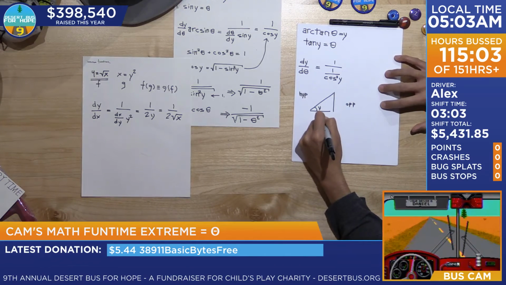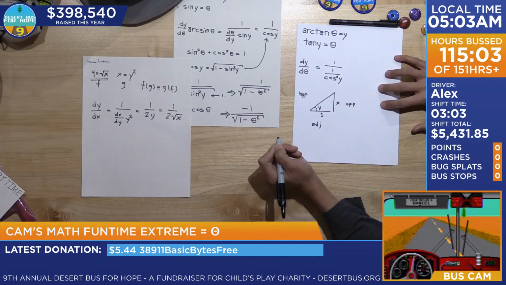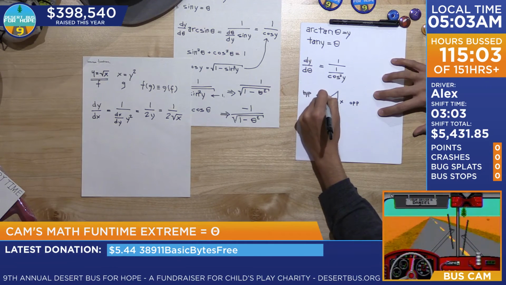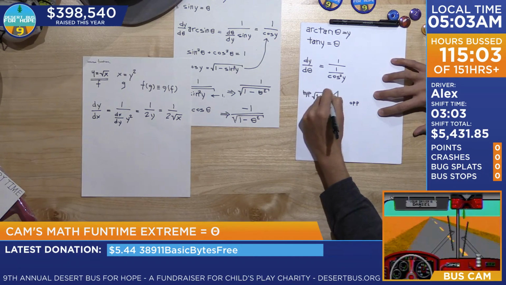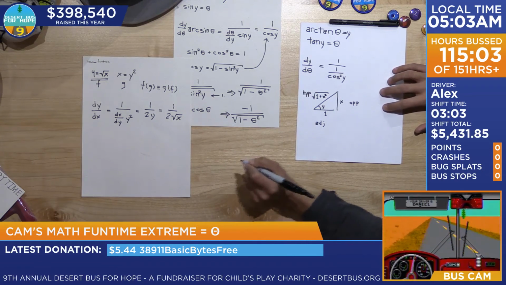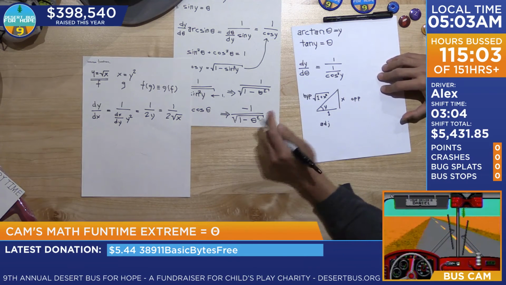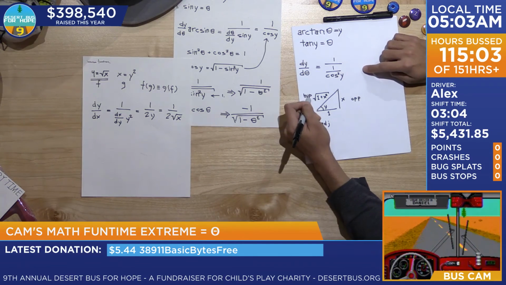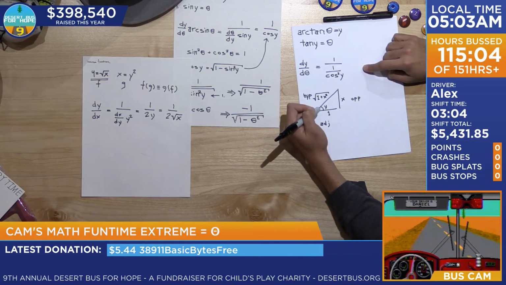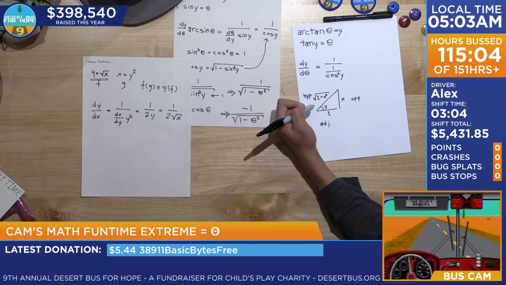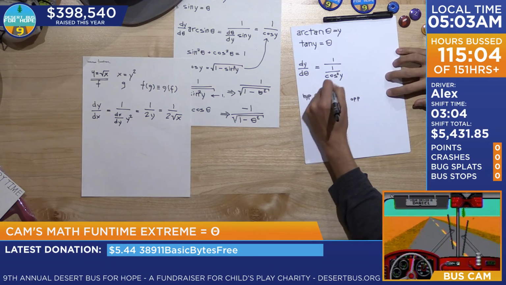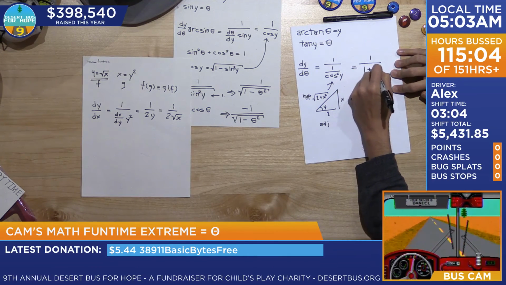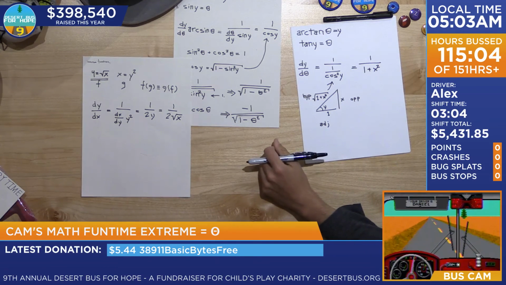We can label this one as being of length 1. This one we have no idea, it's x. And this is equal to 1 plus x squared to the 1/2, right? That's just good old Pythagoras. So now we can actually substitute that in. SOHCAHTOA is adjacent over hypotenuse, cosine squared. So this goes in here, and you wind up making 1 over 1 plus x squared, which is what you should have in your textbook.